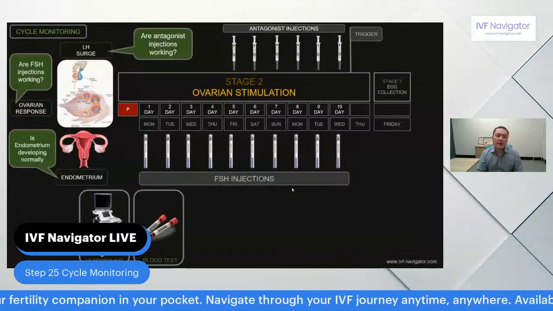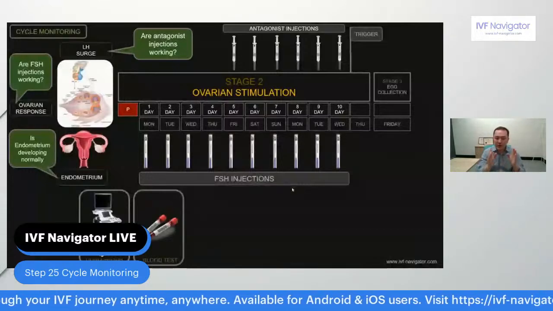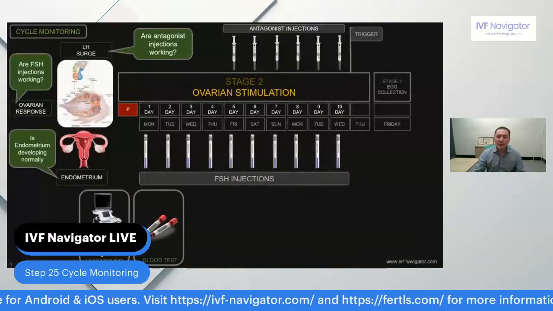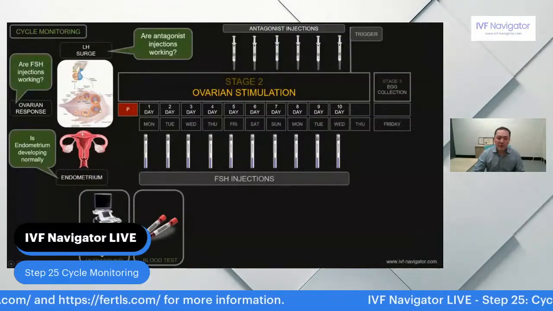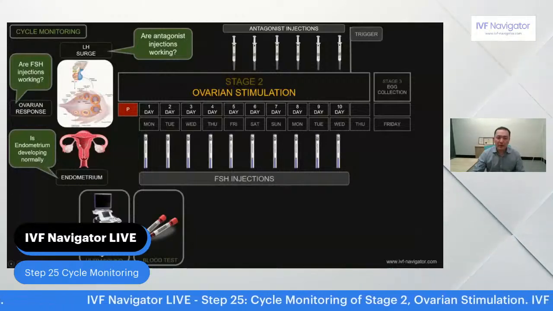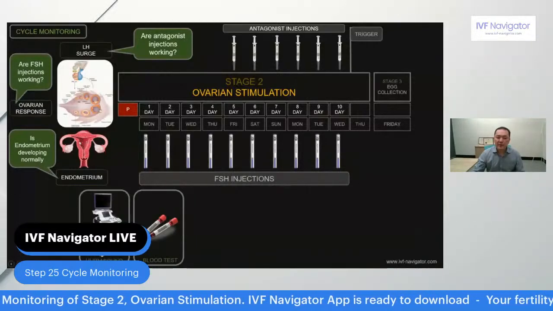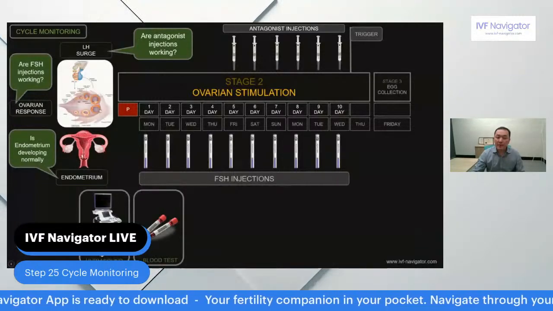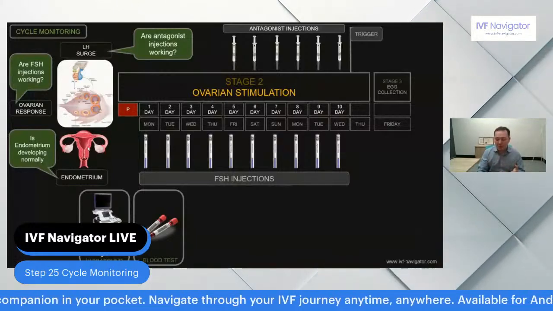The third reason for monitoring is to check your endometrium, which is the lining of the uterus where implantation should take place. During monitoring scans, we check the lining to make sure the thickness is normal, that there isn't any fluid, and that there aren't any abnormalities like a polyp or septum, which may impact your implantation. So this is the third reason: to check the endometrium.